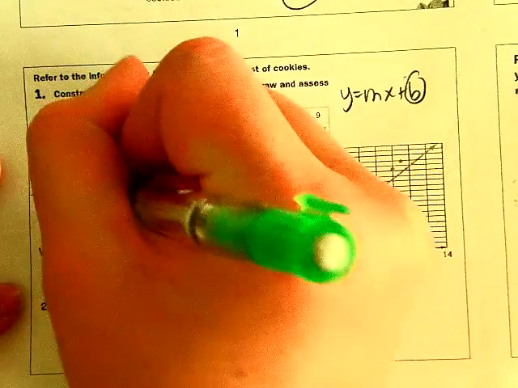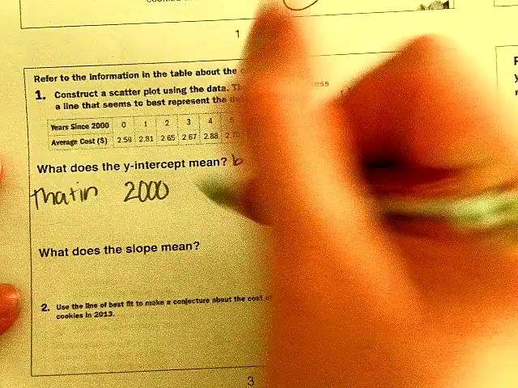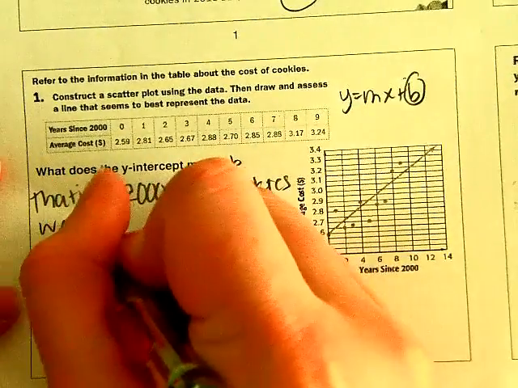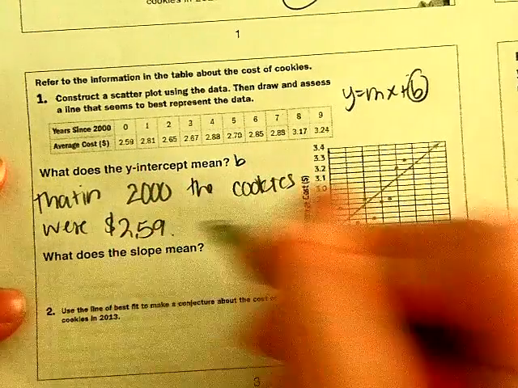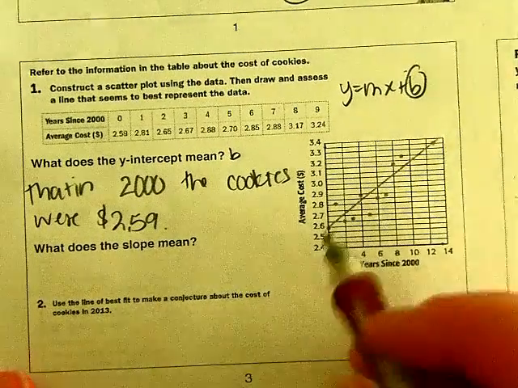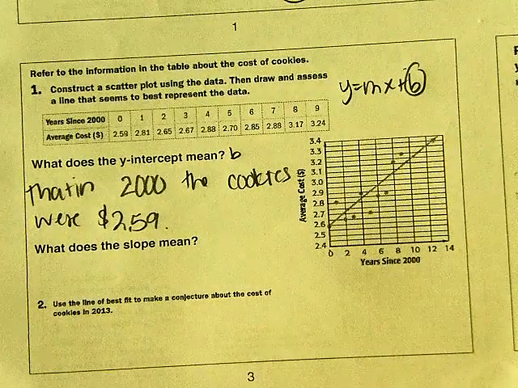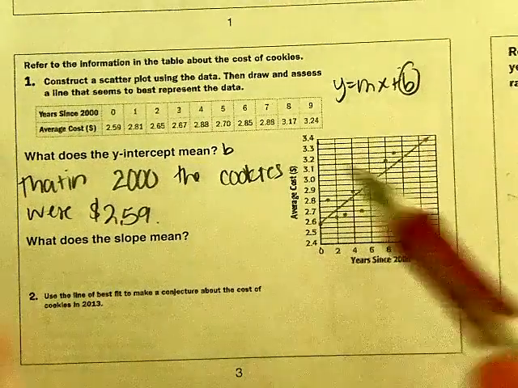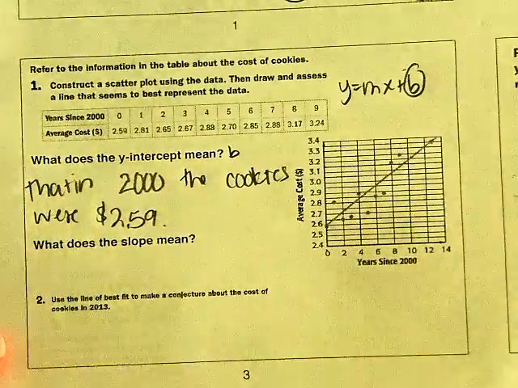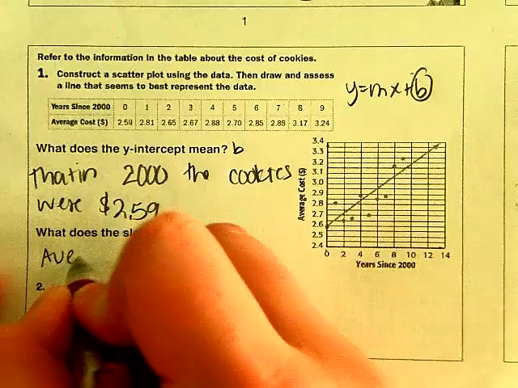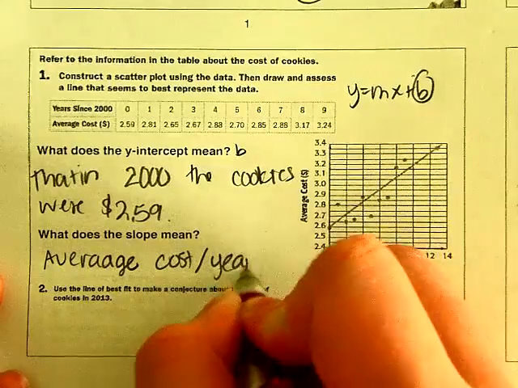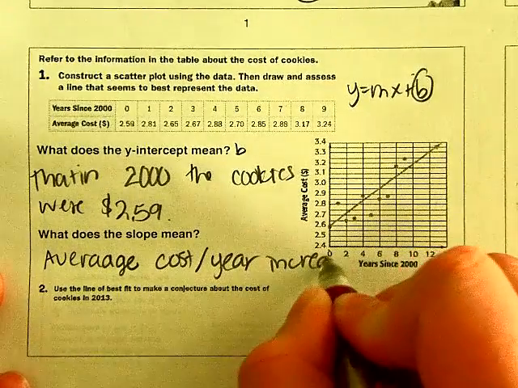That in 2000, the cookies were $2.59. What does the slope mean? Well, it didn't give us an equation, and we will later go and find the actual equation. But just in general, slope is m or y over x, so it's the average cost per year. So in general, it would be the average cost per year increase, because this is a positive growth.